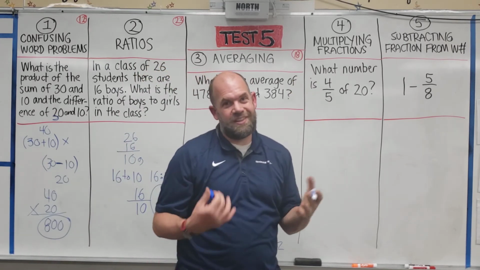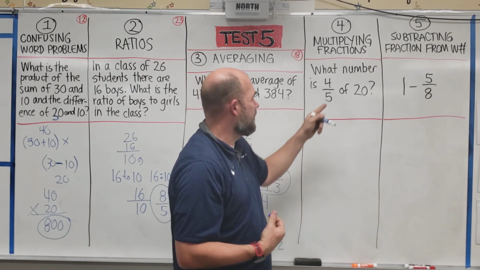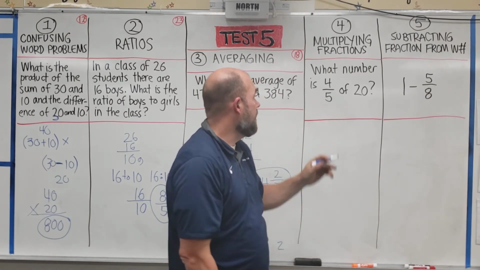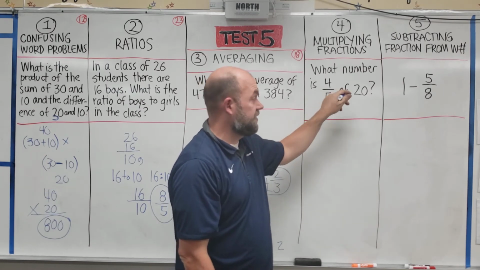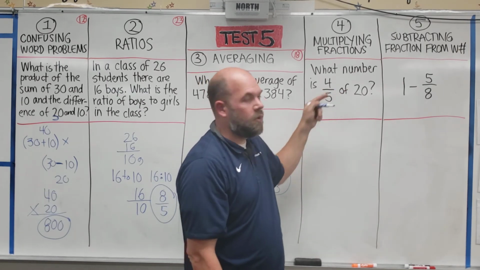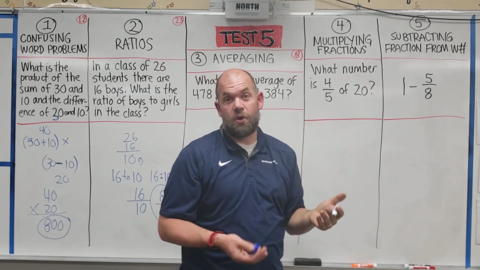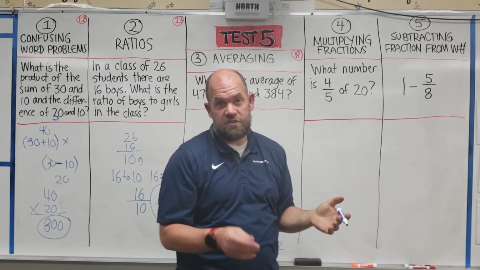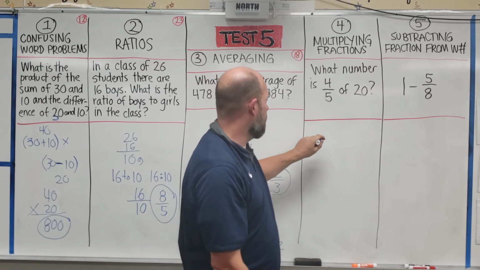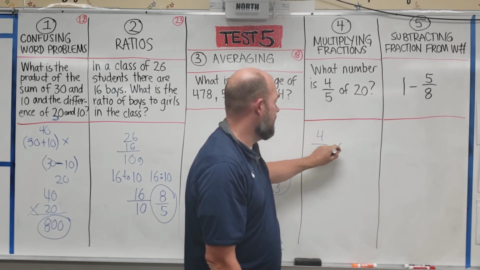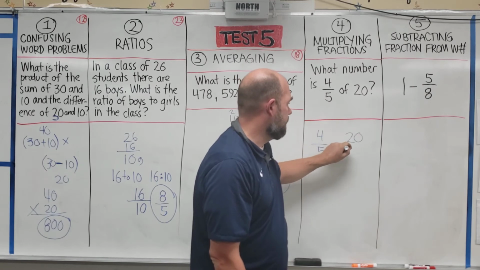Next, going on to multiplying fractions. This one's not too tricky. These are actually my favorite problems. I love when it says of, because of is an easy one to remember. It means multiply. So we're just going to multiply 4/5 times 20. Remember, if we're multiplying fractions, let's go ahead and change the second one to a fraction. Of course, any whole number, if we want to change it into a fraction, we just put a 1 underneath. So we're going to rewrite this as 4/5 times 20 over 1.